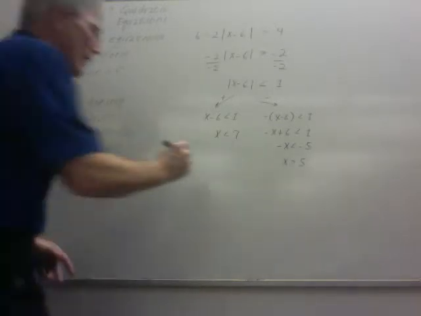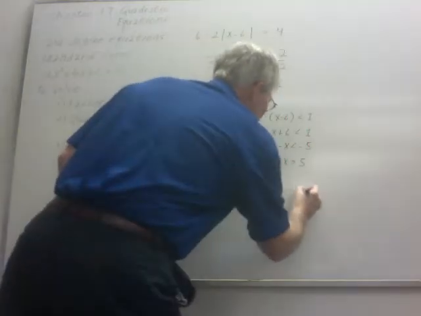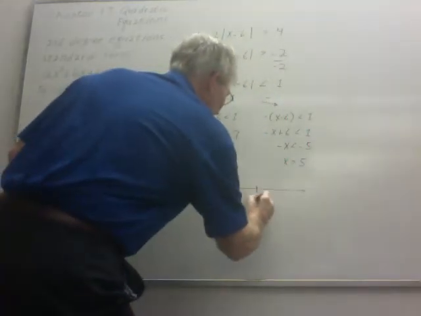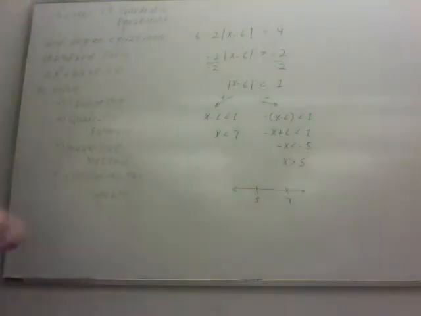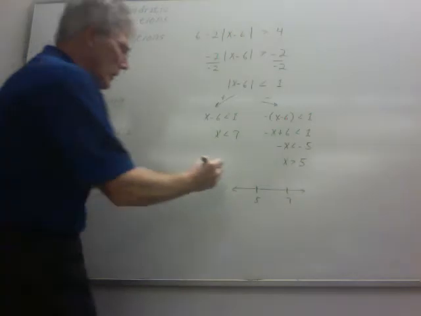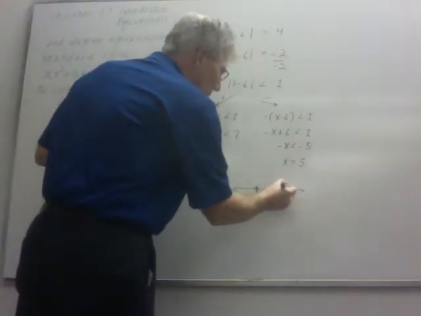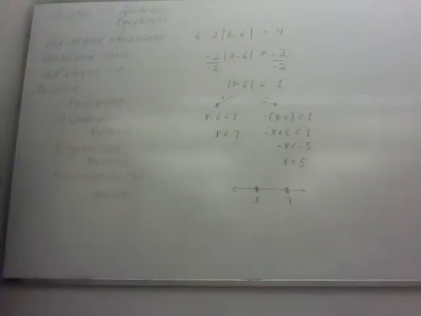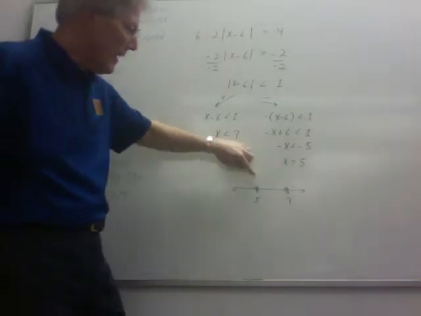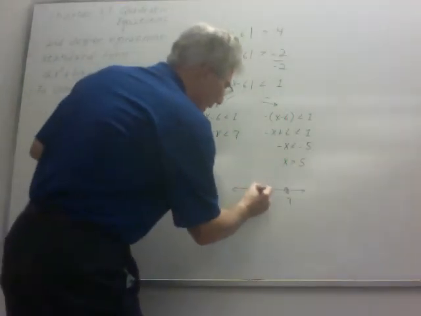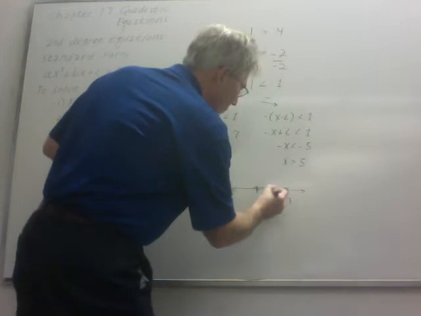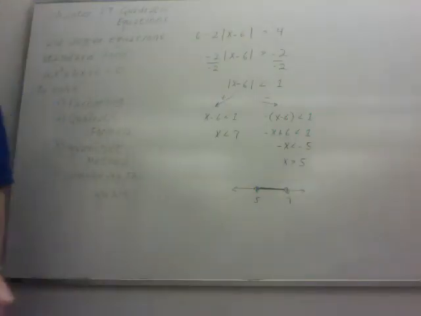Now, I'm going to go ahead and graph this. 5 is here. 7 is there. It is just greater and less than. Consequently, these are going to both be open circles because that number is not included in the solution set. This side says x has to be greater than 5. This side says x has to be less than 7. So consequently, our solution set is between 5 and 7, not including 5 and 7.